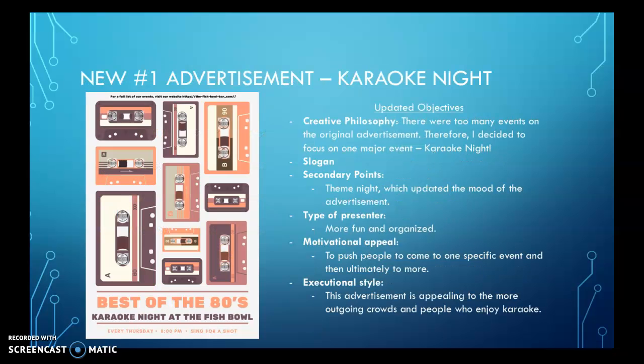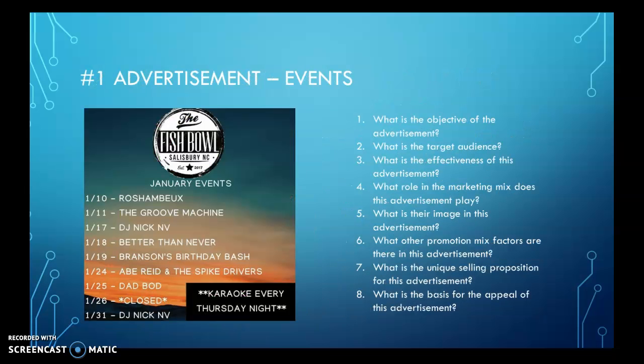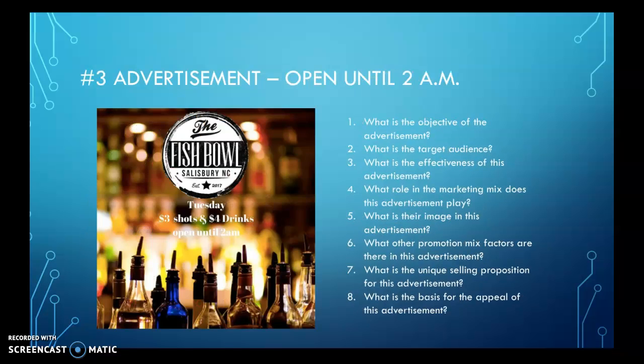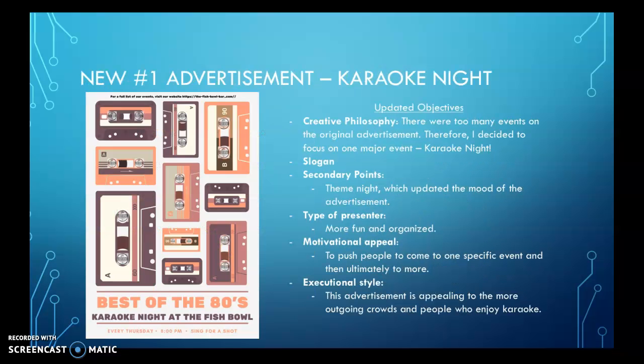So this is the new advertisement that I created. So we want to focus on the events, but in the first advertisement, it had a lot of copy. There were no images, nothing that really drew me into this advertisement besides the amount of words. So my creative philosophy behind this was that there were too many events on the original advertisement, so I wanted to dive in and focus on one major event, karaoke night, that happens every single Thursday.